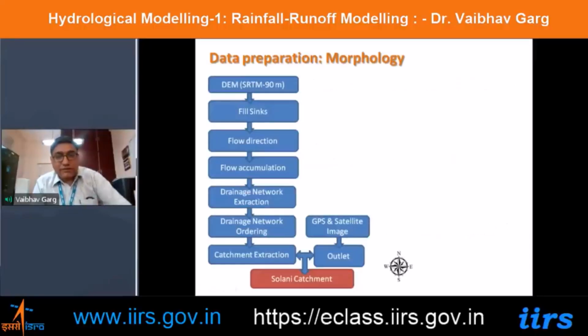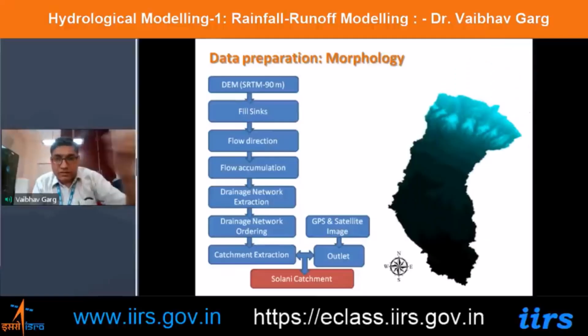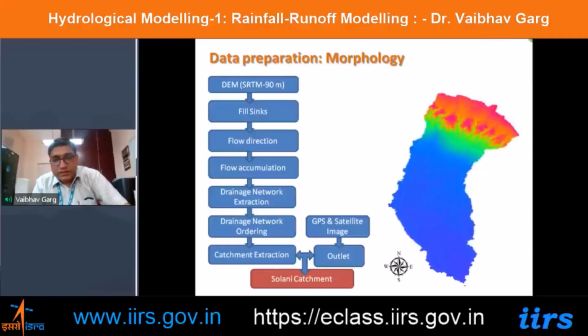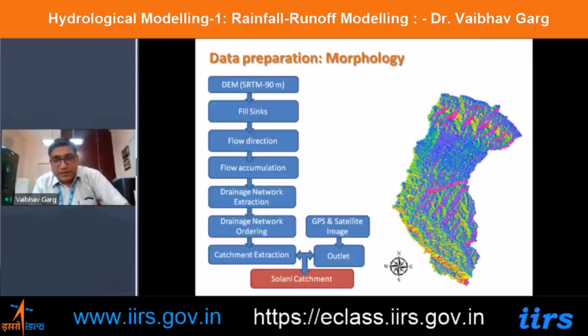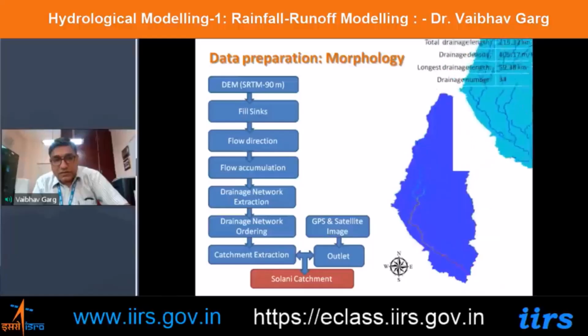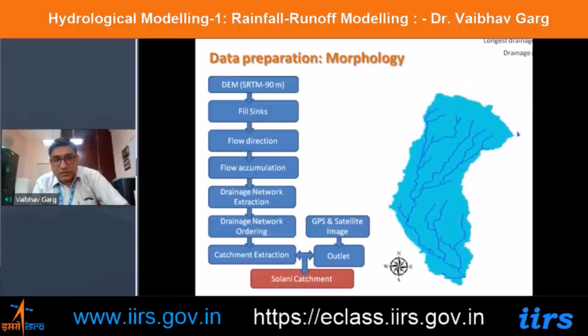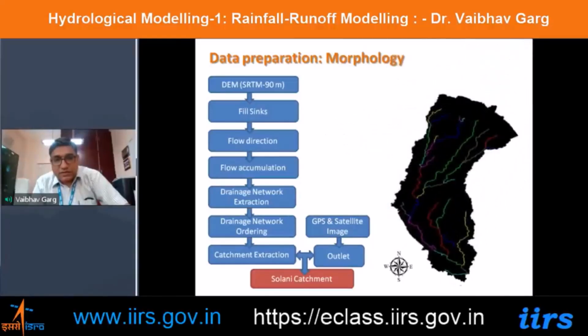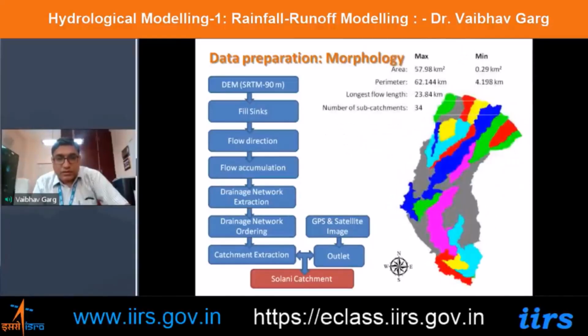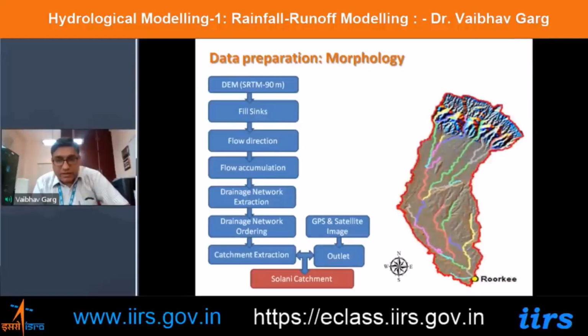Then initially we pre-processed the DEM to delineate the Solani watershed. That day also I showed you this: if you have the raw DEM, do the fill sink correction, then flow direction, flow accumulation, then you extract the drainages, and from the drainages you can generate the watershed boundary map. We considered the outlet at Roorkee, so this is the entire watershed boundary.